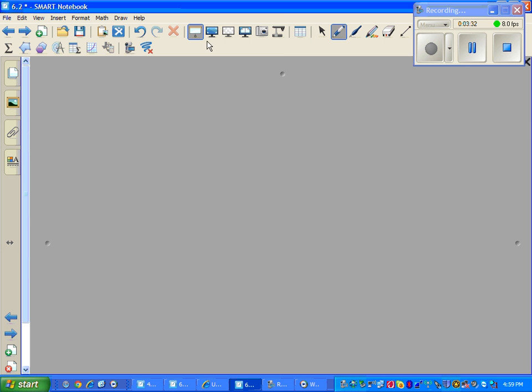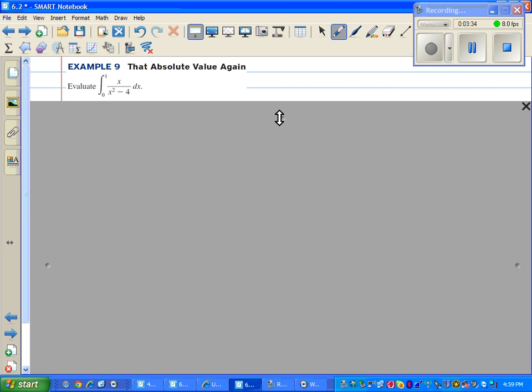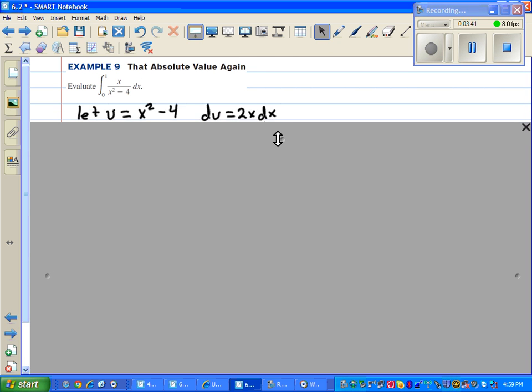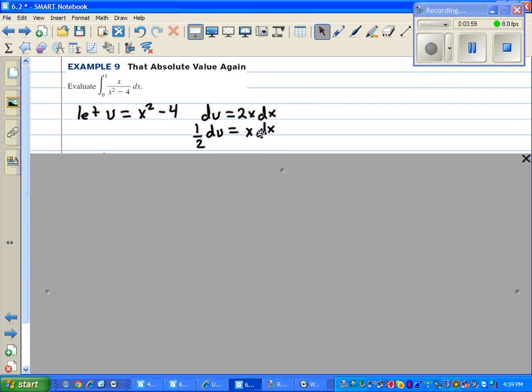In example 9, it says that absolute value again. Well, that comes from the antiderivative of 1 over x is a natural log of absolute value of x. In this particular case, we do have a function and its derivative. The function is x squared minus 4, and the derivative of x squared minus 4 is 2x. Now, we don't have all of the derivative. We don't have the 2x, but we have the x dx. So to make that replacement, we can just divide by 2. And now we do have the x dx, and it's going to get replaced with 1/2 du.